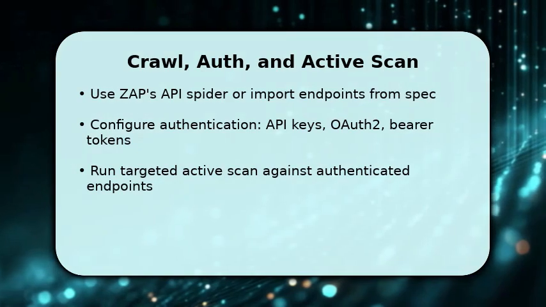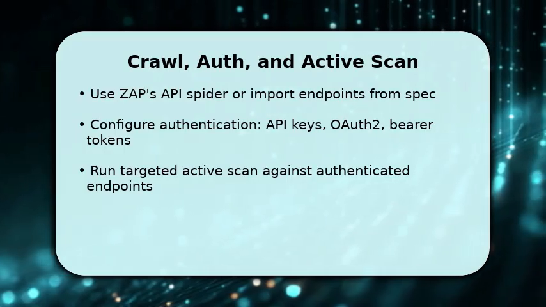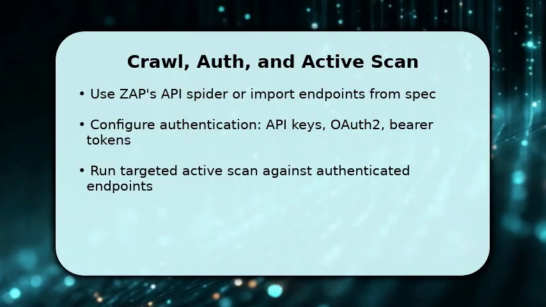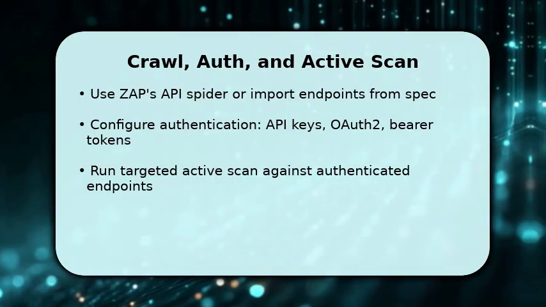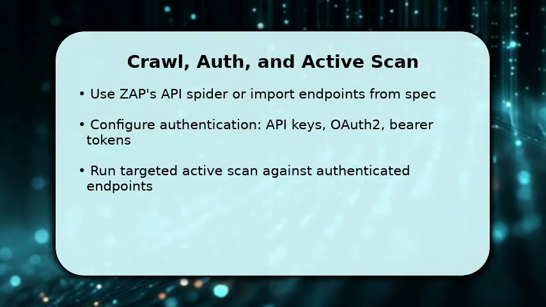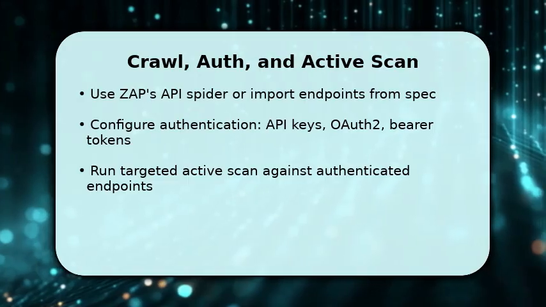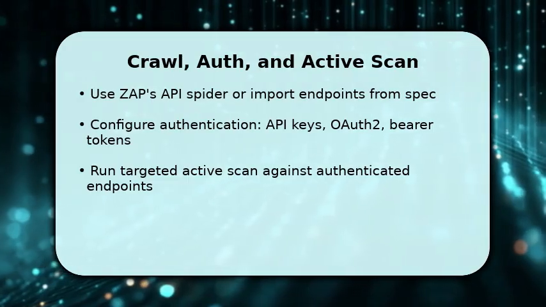Once done with setup, trigger ZAP's API spider or use the imported OpenAPI to enumerate endpoints, because discovery defines what gets tested. Next, configure authentication. Set headers, bearer tokens, or an OAuth flow in ZAP's session handling, so scans exercise privileged routes.